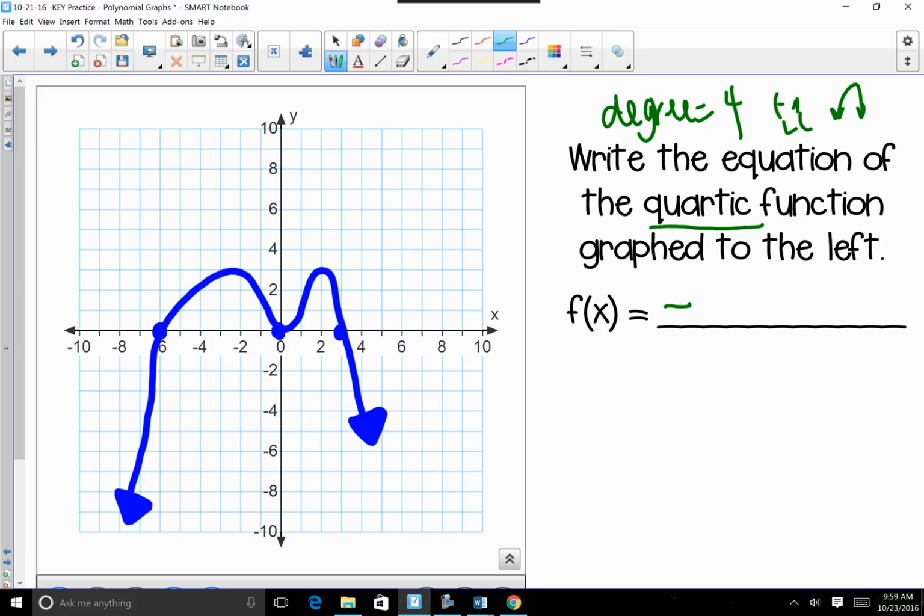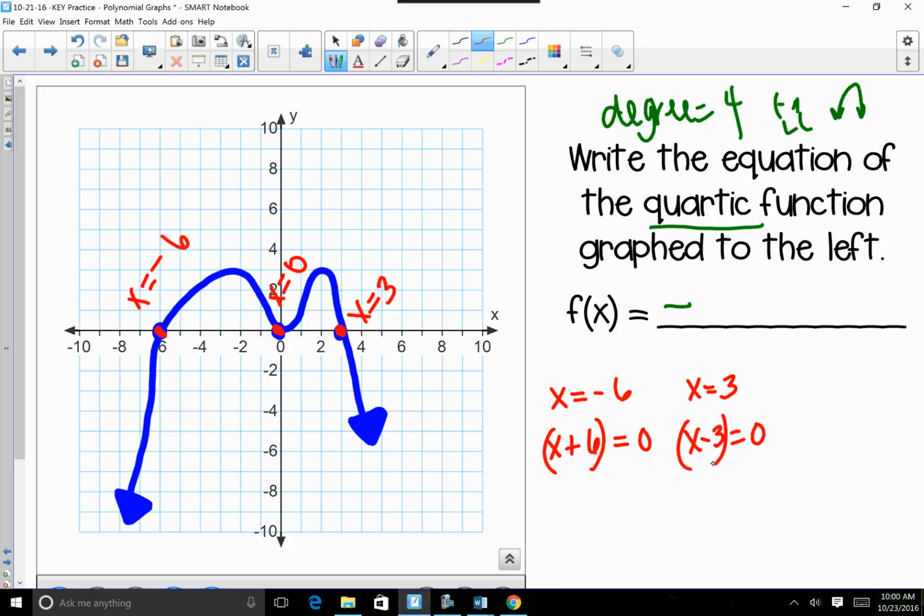All right, so I'm going to go back and find the solutions like we did a second ago. I'm finding those zeros. The first one is x equals -6, this one is x equals 0, and this one is x equals 3. So x equals -6: if I add 6 to both sides, I get x plus 6 equals 0. So there's one factor there. I'm going to go to x equals 3 first. If I move this 3 to the left with this x, I get x minus 3 equals 0. So there's another factor.